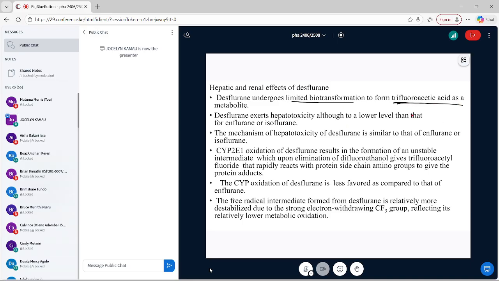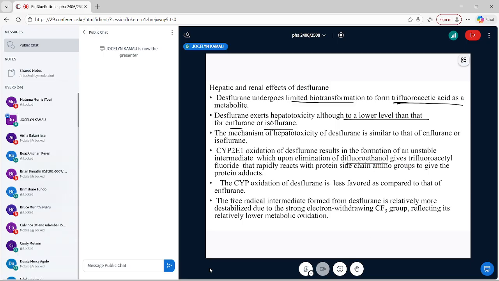I wanted us to go back so that we established that indeed that's what it forms. Desflurane exerts hepatotoxicity, although to a lower level than that of enflurane, halothane, and even isoflurane. The mechanism of hepatotoxicity of desflurane is similar to that of halothane, enflurane, or isoflurane, because it is through the metabolism that you form the reactive metabolite, which can bind with the tissues. Cytochrome 2E1 oxidation of desflurane also forms an unstable intermediate, which upon elimination of difluoroethanol, as we had already mentioned, is the one which gets out.